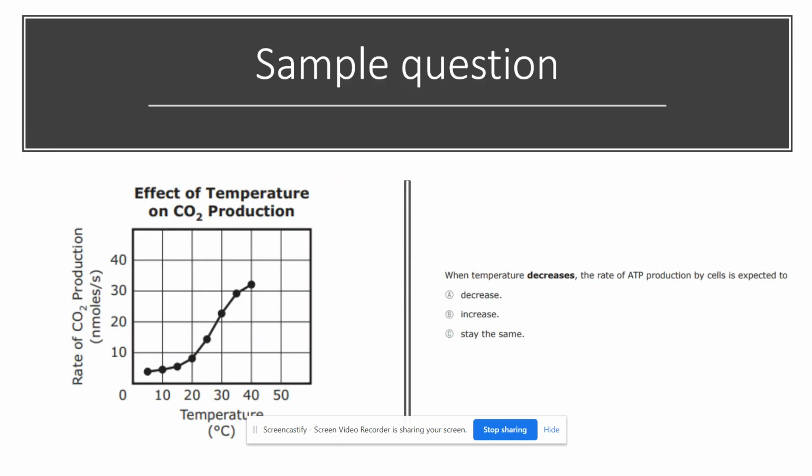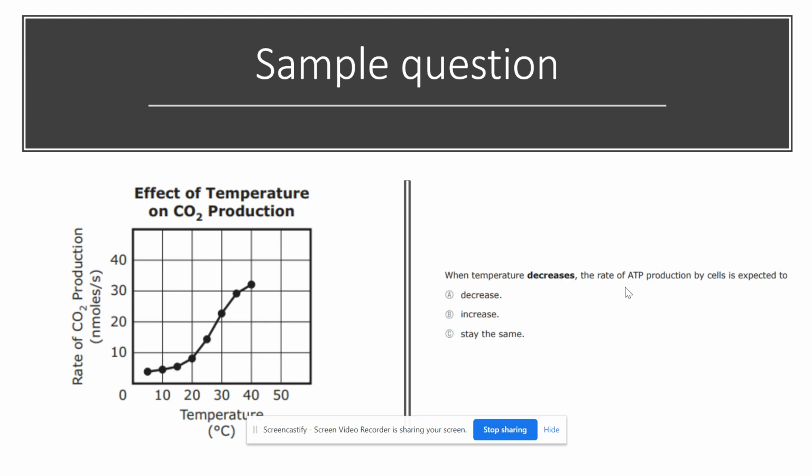And let's look at this last question, same graph. When temperature decreases, the rate of ATP production by cells is expected to... Pause the video now so you can come up with an answer on your own. Okay, the correct answer for this question is A, decrease. And again, look at the graph. When temperature is going down, we notice that the rate of CO2 production is also going down, okay? If CO2 production is going down, that means cell respiration is not happening as much. It's going down, okay? So there's not as much cell respiration going on.